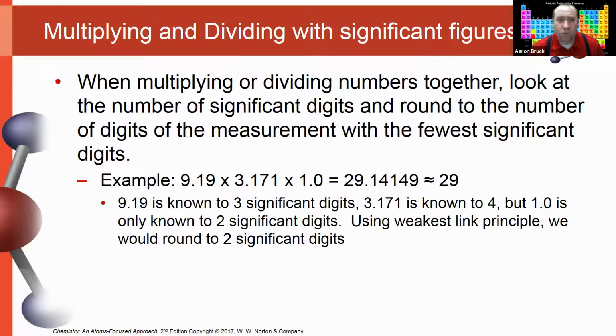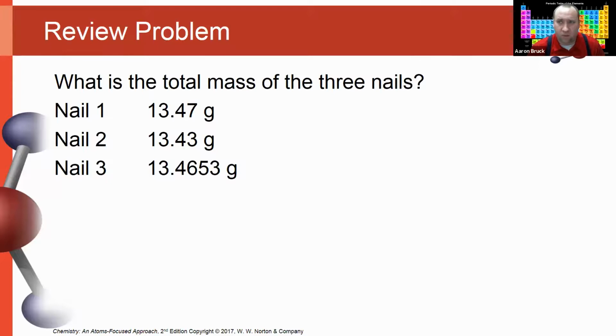All right, we'll end with one last final example, just as a review problem. I've got 3 measurements for 3 different nails here. We're going to do 2 problems here. What is the total mass of the 3 nails? And I'm also going to throw in what is the average mass of the 3 nails. So again, go ahead and hit pause here. Try to do this one on your own. Come back in a couple of seconds and I will work out the problem. You can kind of check yourself against me and see how you did.